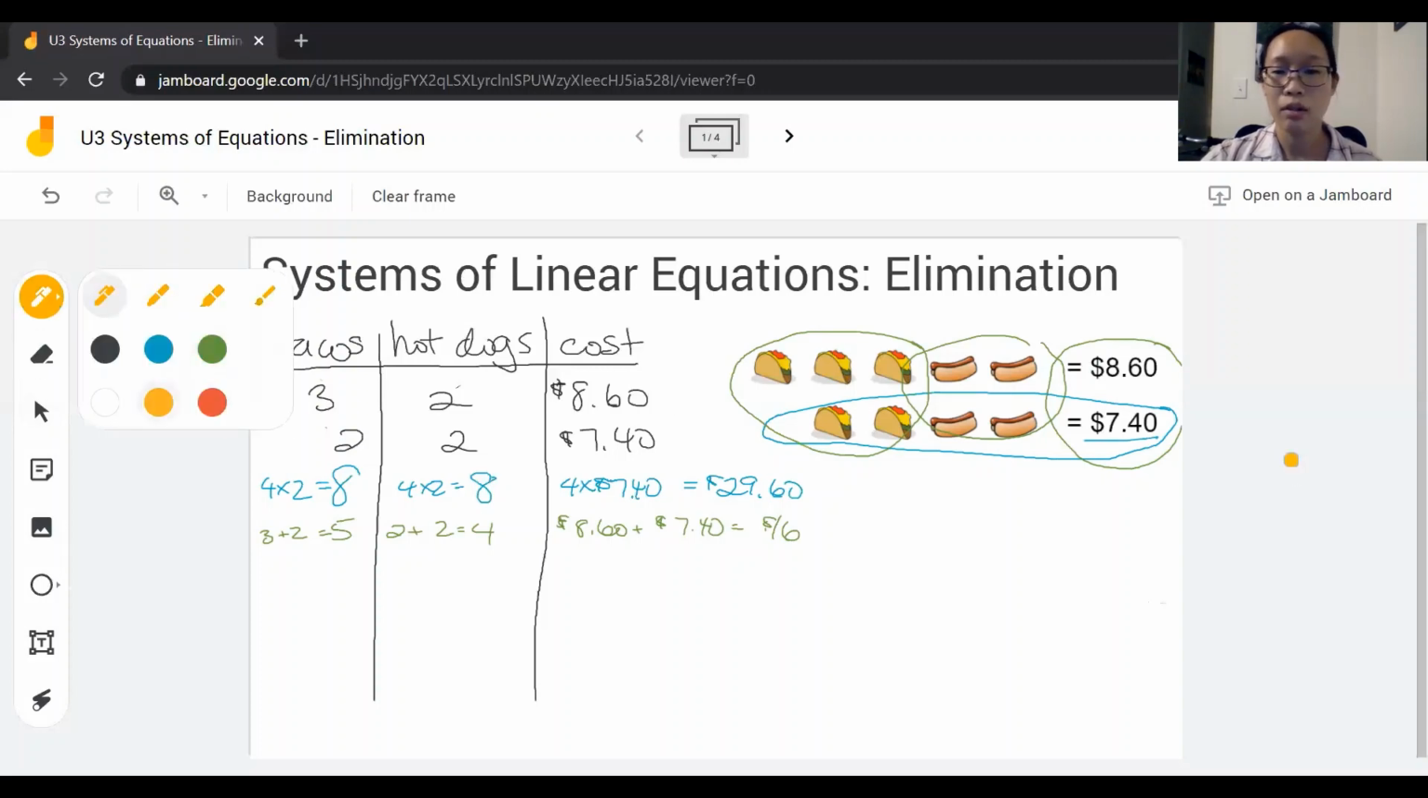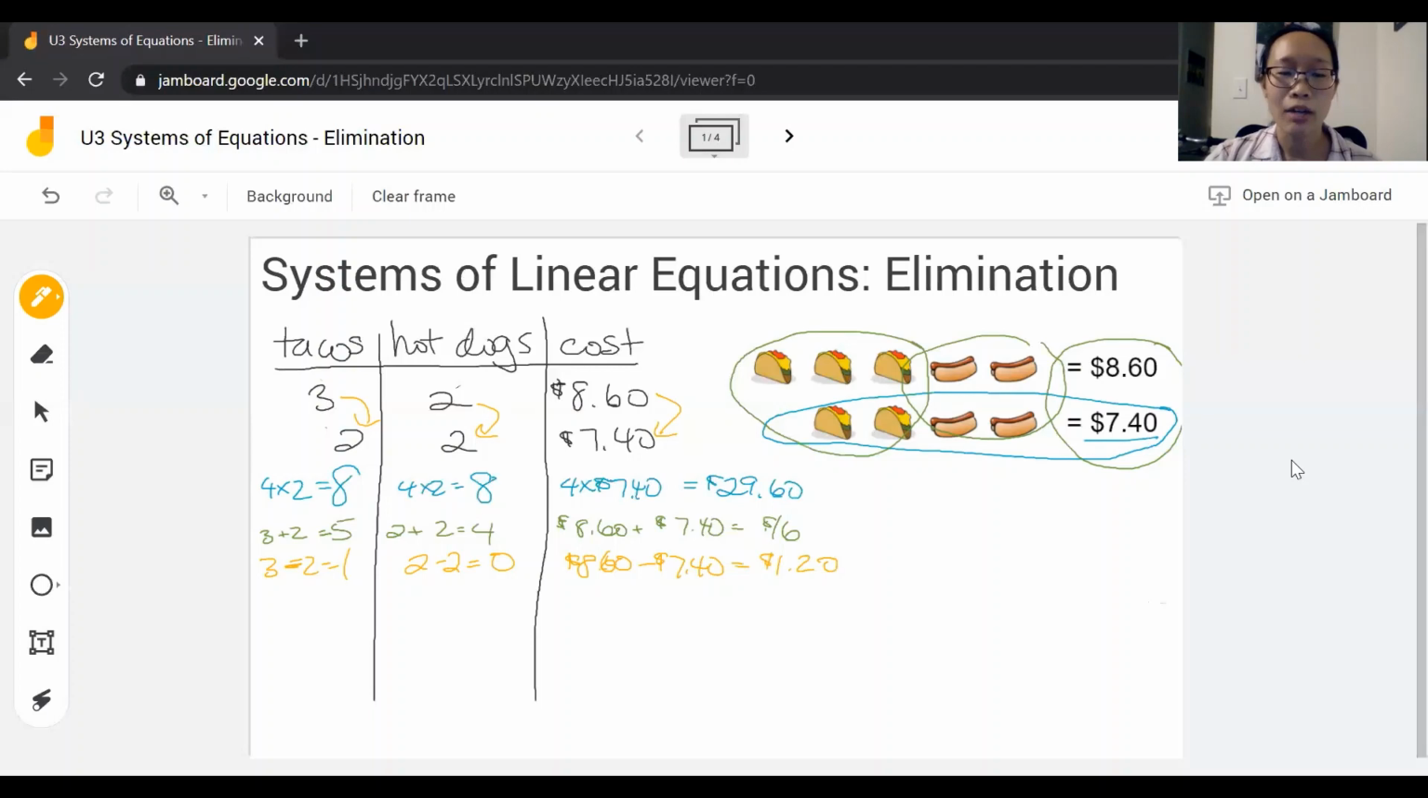The third thing I notice is that I bought the same number of hot dogs both times, but I bought different numbers of tacos. So the difference in cost has to be because of the extra taco that I bought. And so I bought 1 extra taco, 0 extra hot dogs, and I paid $8.60 minus $7.40 extra, which is $1.20.